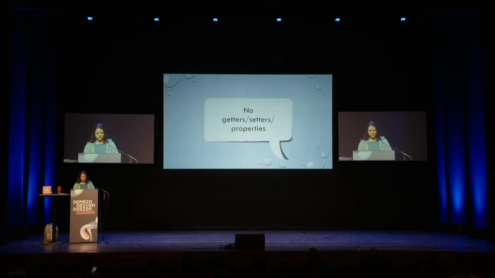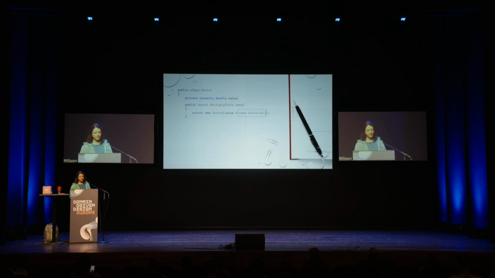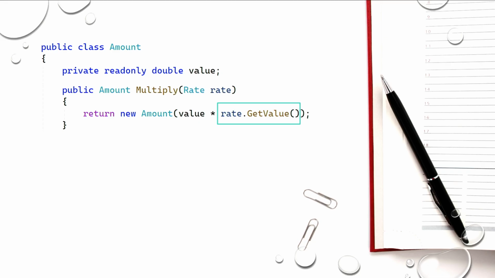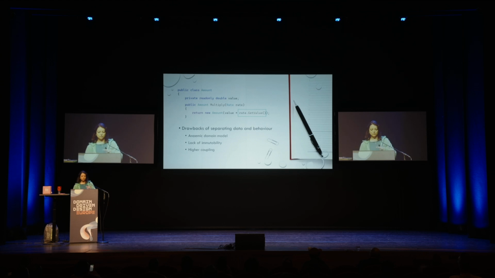Next rule, no getter, setter, or property. So let's have a look at this code. We have the rate, and here we need a getter to get the value of the rate, and we need it to do another behavior somewhere else, okay? The disadvantages or drawbacks of separating data and behavior are several. The consequence of that is having an anemic domain model.